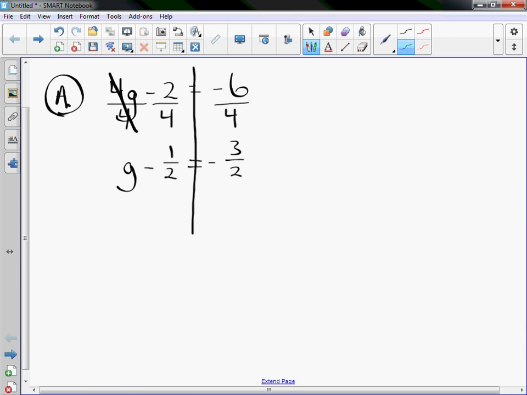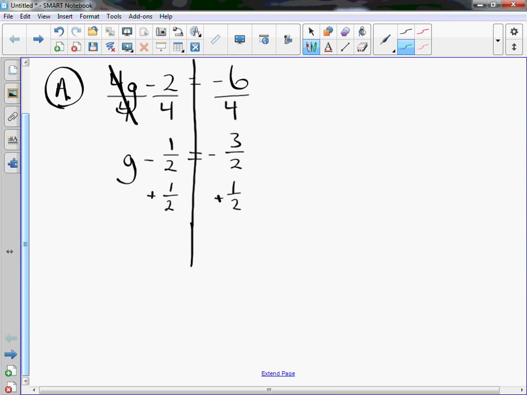Okay, and now I can add to both sides. So I have a -1/2, so I need to get rid of that by adding its additive inverse. And since I did it on the left-hand side, I also have to do it on the right-hand side. And what does that leave me with? Well, -1/2 plus 1/2 is 0, so it leaves me with a g on the left-hand side. And then -3/2 plus 1/2. Okay, -3 plus 1 is -2 halves, which is -1. So g equals -1 is our solution.